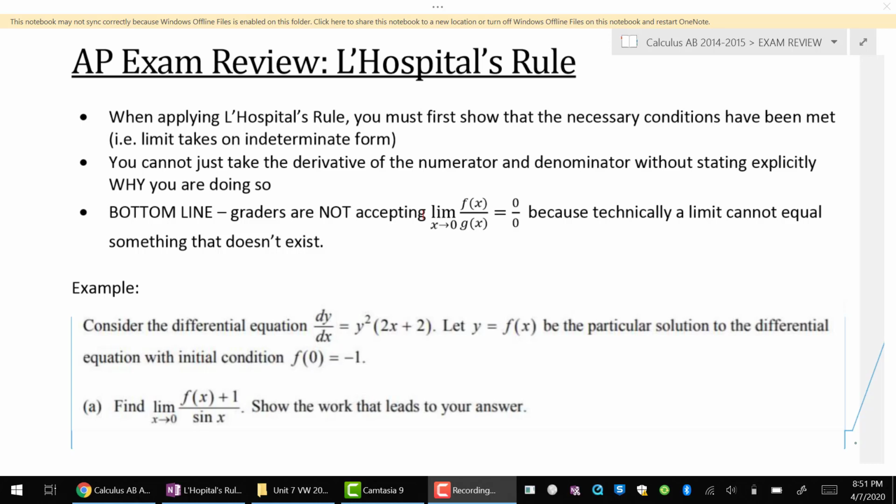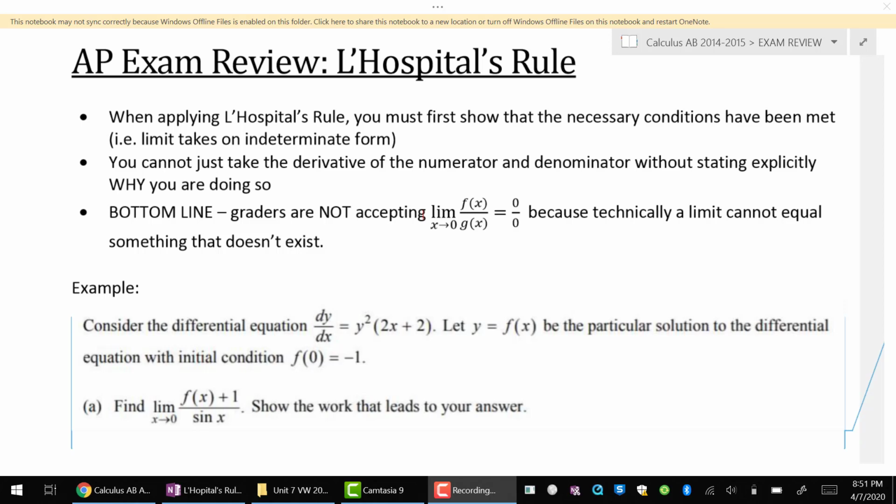Remember to make sure that you show that the necessary conditions have been met. And with L'Hopital's, that means that the limit overall takes on that indeterminate form, for example, infinity over infinity, or 0 over 0. Those are called indeterminate. We don't just want to simply start taking the derivative of the numerator and the denominator without stating why we're doing so.